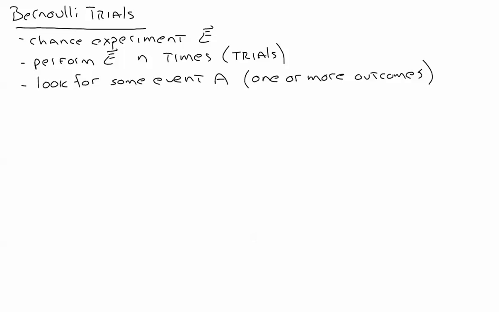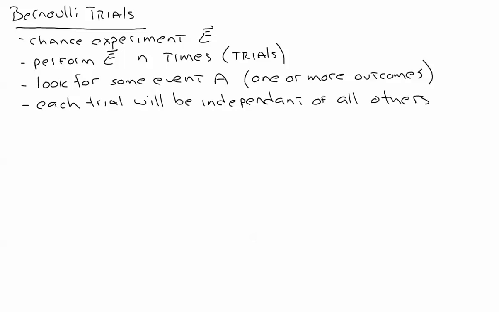All right, got some chance experiment E. We're going to perform our chance experiment N times, or N trials, and we're going to look for some event A which may have one or more outcomes. Each trial will be independent of all others. The independence of these trials is going to be very important in the mathematical formalism that we develop a little bit later. We're going to have to use the notion of statistical dependence.